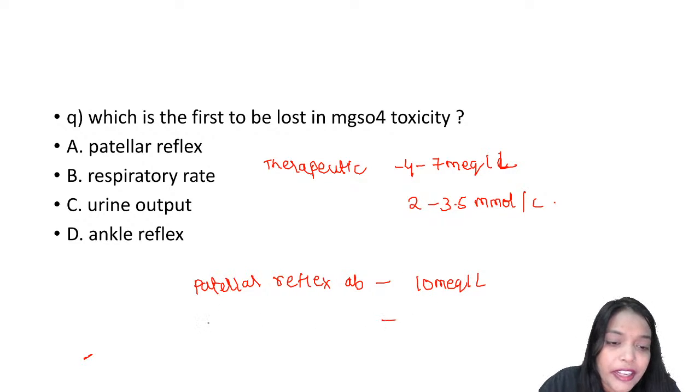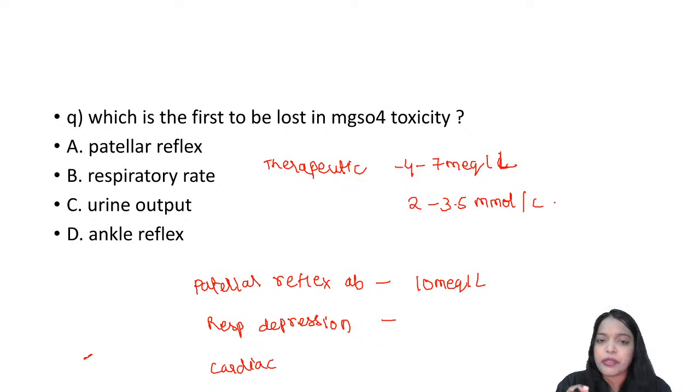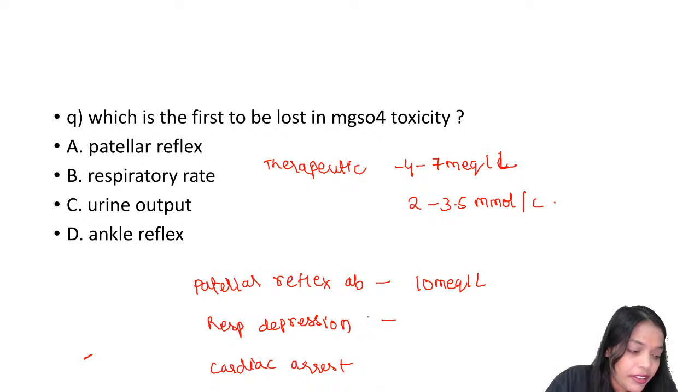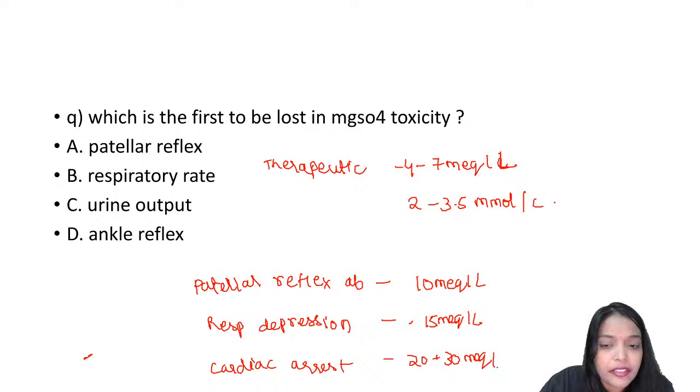When do we have respiratory depression and when do we have cardiac arrest? So all this, once we say magnesium sulfate, should come in a flow, full non-stop flow. So respiratory depression at what level of magnesium sulfate? Cardiac arrest at what level? Respiratory depression at 15 milliequivalents per liter and cardiac arrest at 20 to 30 milliequivalents per liter.